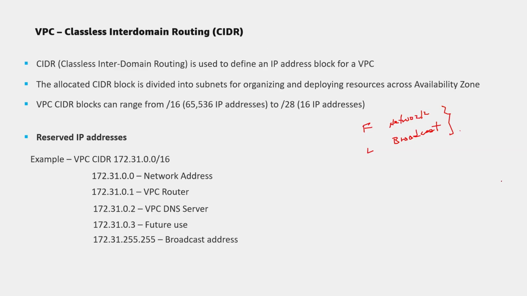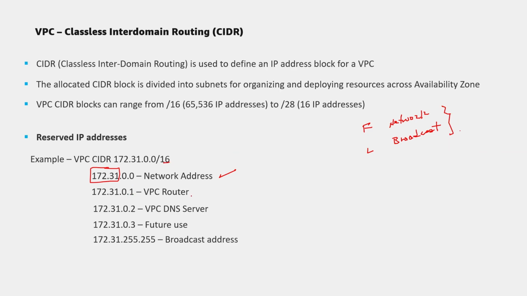But in AWS, we have, of course, the first one. For example, if we take this 172.31.0.0/16, 172.31.0.0 is the first IP address. This is the network address, because of the /16, so you cannot allocate this. It's a network address.